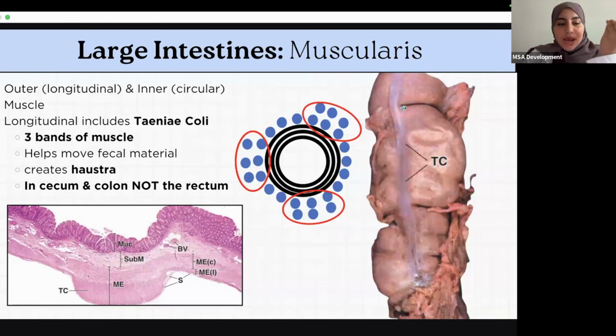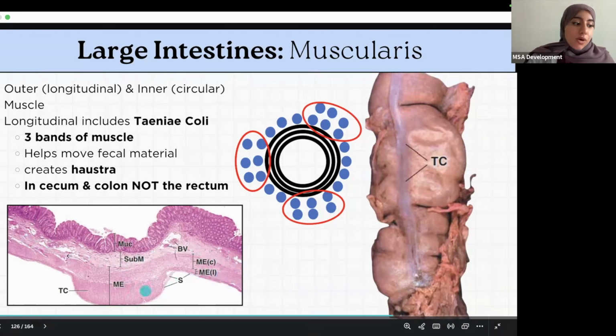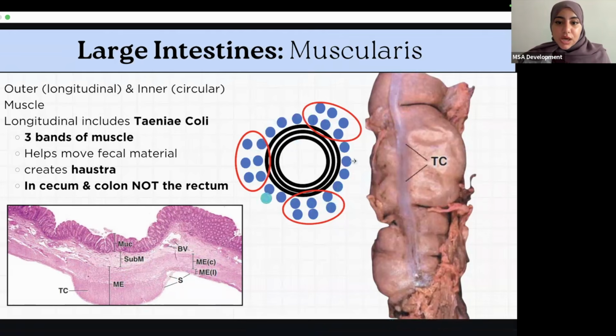And what happens, now we're in the muscularis externa, okay? And you have the outer and inner muscular layers. And so here's the inner. So this is the circular layer, just like everywhere else. And this is the outer, the longitudinal layer. However, in certain parts over here, let's pretend that this is the muscularis externa, and this is the inner part. So this is the circular part, and this is the longitudinal part.